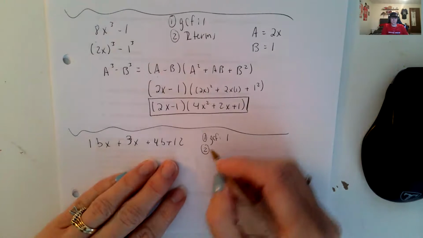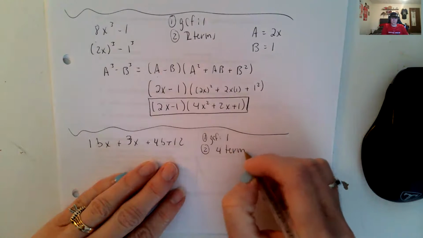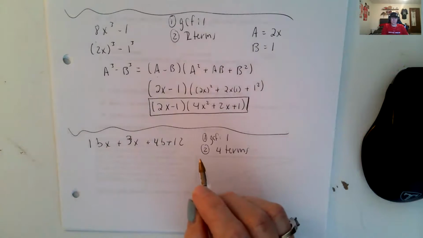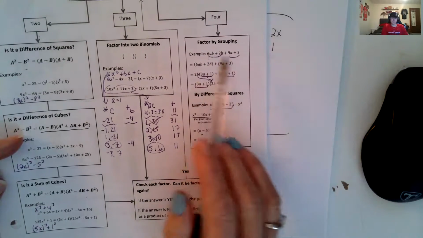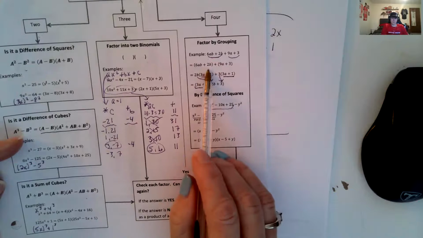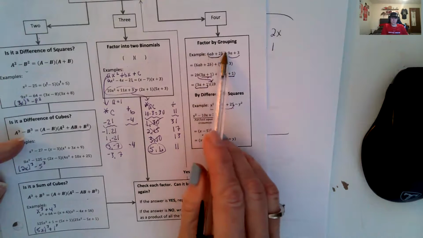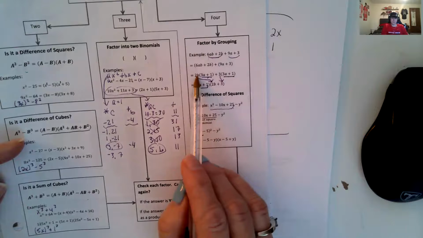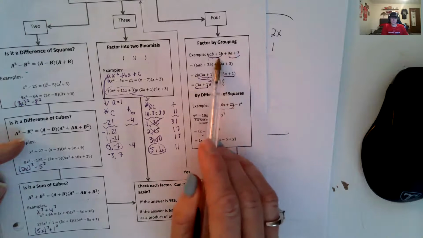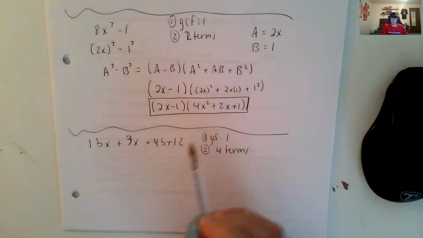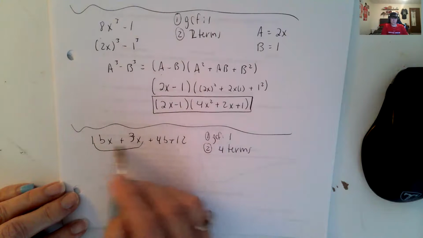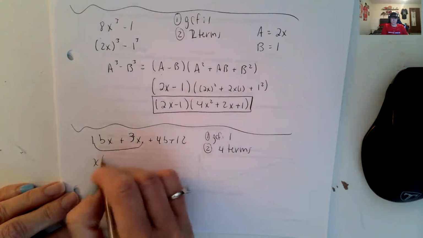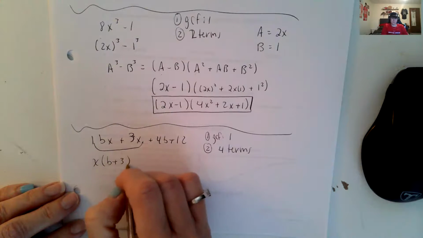Then this was a unique one because there's 4 terms. So when there's 4 terms, I'm getting out my factoring flow chart that I use every single time. For 4 terms, there's something called factor by grouping. And that means I'm going to take my first two terms and factor out the greatest common factor, and then factor out the greatest common factor between the second two terms. So I'm going to look at these first two terms and see that they share an x in common. And so if I factor out the x, I have b plus 3 left over.